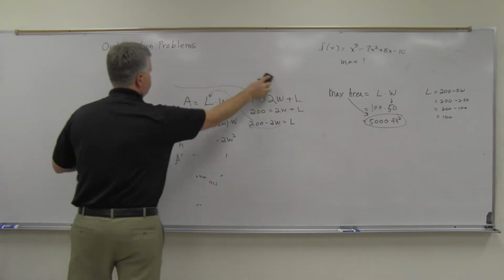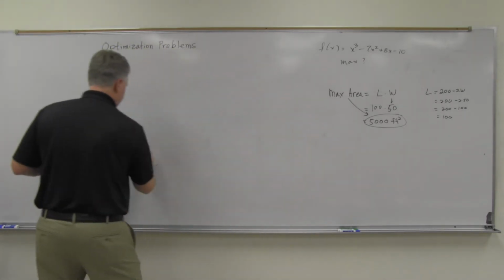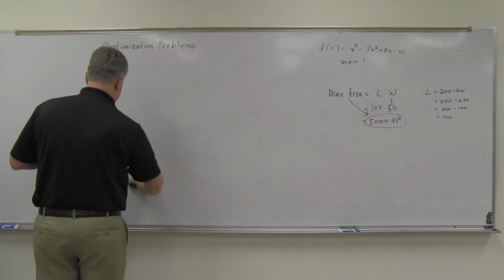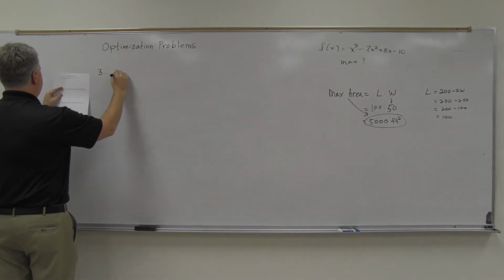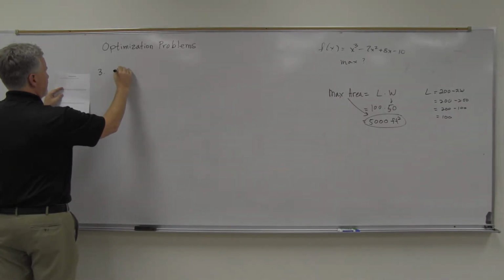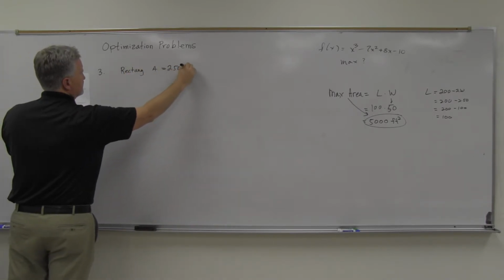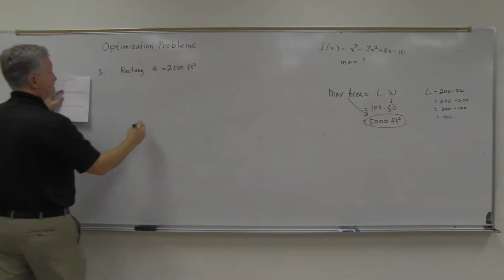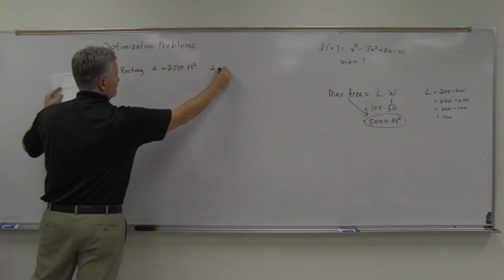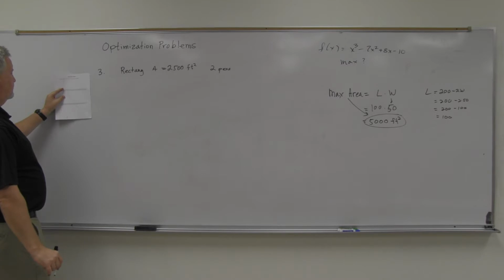Number 3. Another variation on this same type of problem. A rectangular area of 2,500 feet. So I've got a rectangle and its area is 2,500 feet squared. And it's divided into 2 pens. The middle fence is parallel to one of the sides of the rectangle.